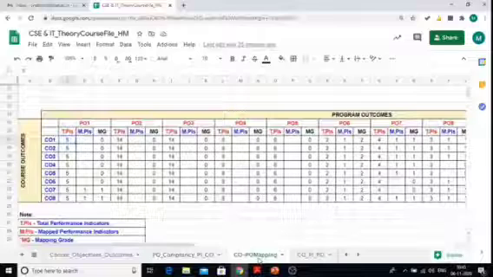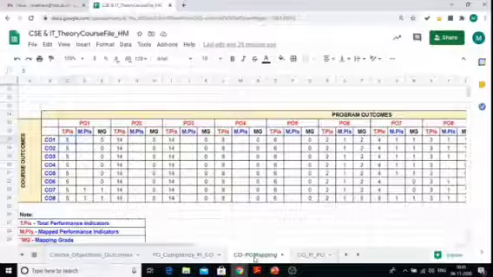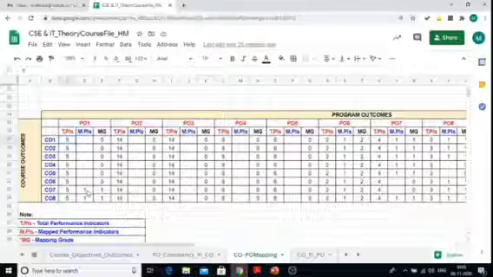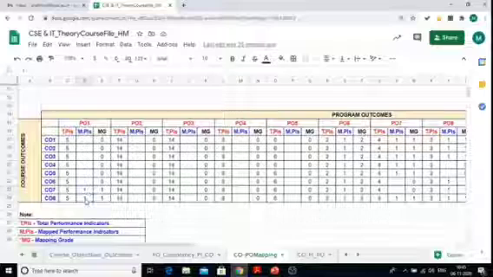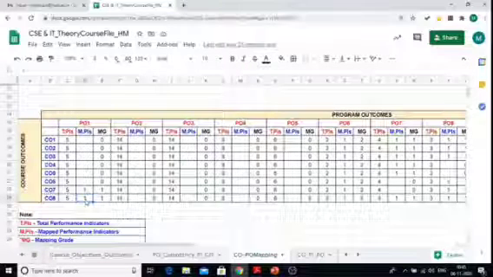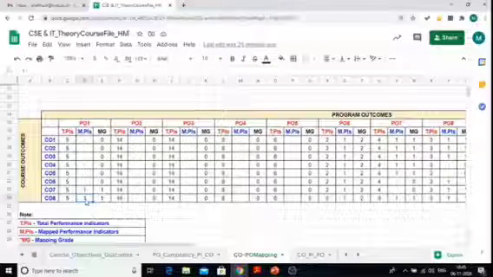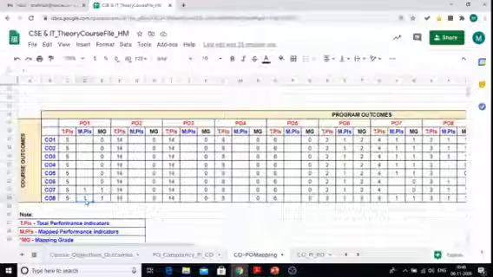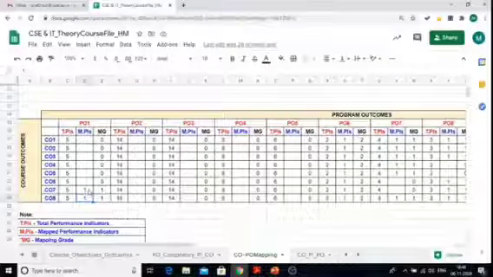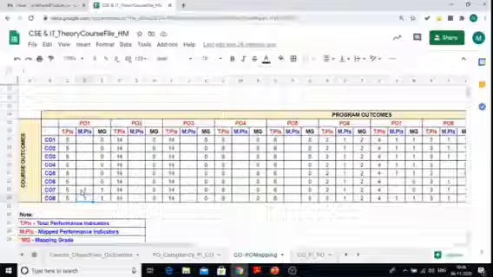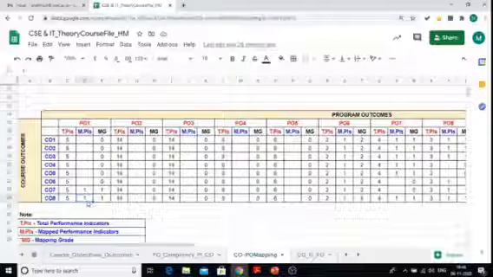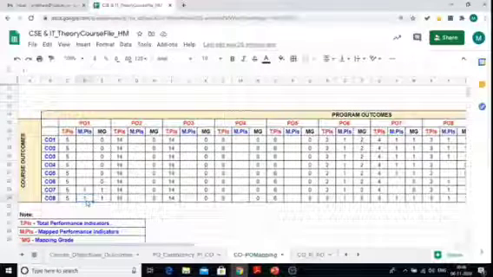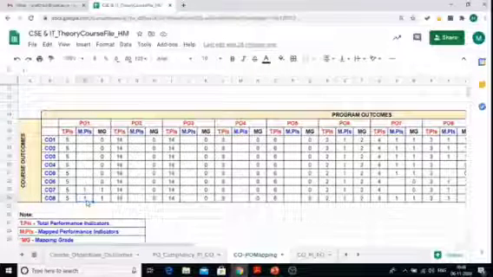So you have to go back to the PO mapping sheet. For CO7 and CO8, one performance indicator is mapping out of 5. So I have to put 1 under CO7 MPI, and also for CO8 I have to put 1 under MPI. Could you able to understand?